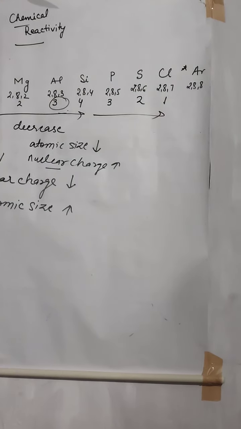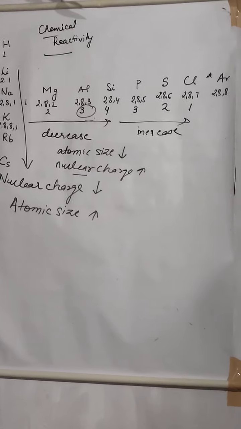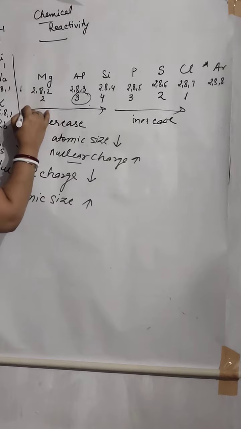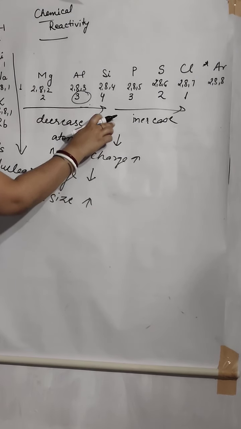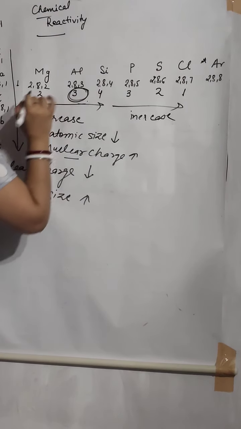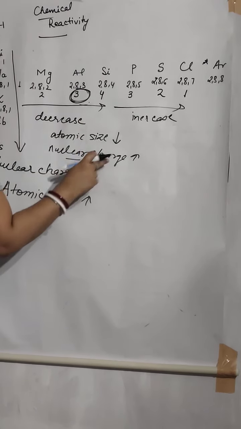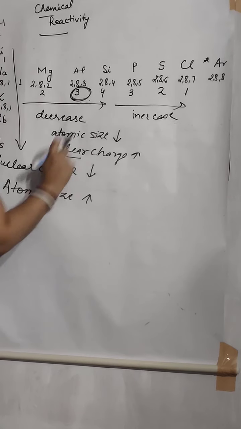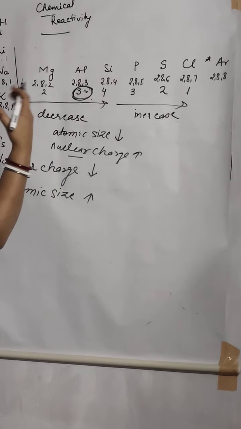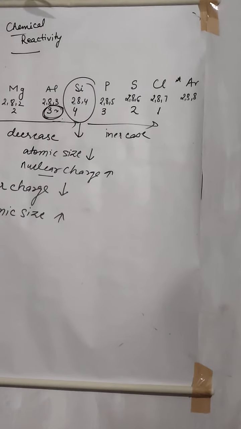When we move more forward, it will increase. I hope you are getting my point, that when we move left to right in a period, atomic size will decrease and nuclear charge will increase. So till here, till 3, metals have the tendency to lose the electron. Because its size is less and nuclear charge is more, it will not be able to donate the electron very easily. So when we move from left to right in a period, chemical reactivity first decreases, and this will be our least reactive element.